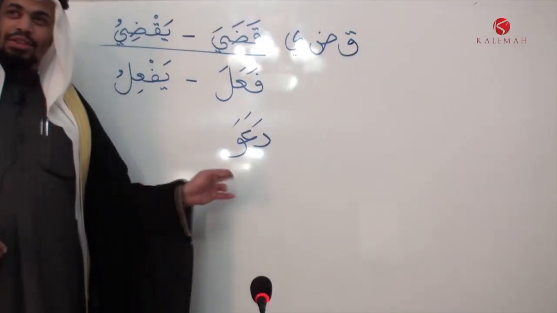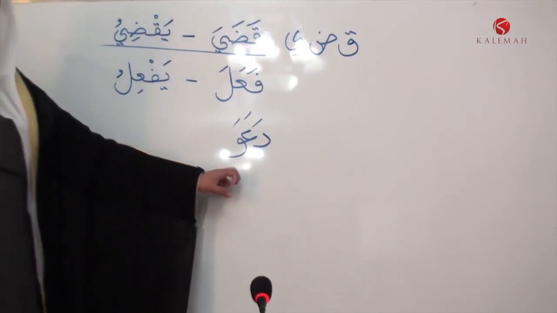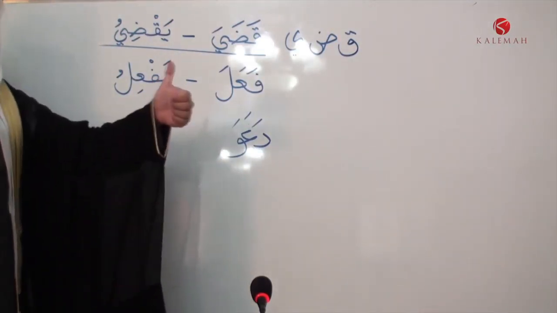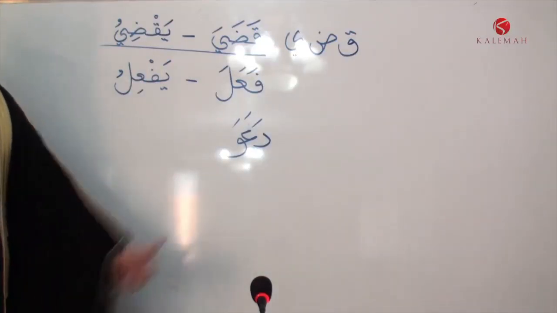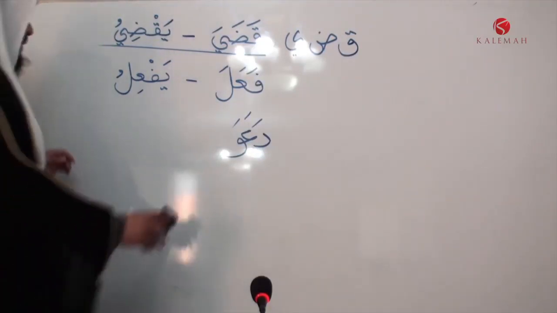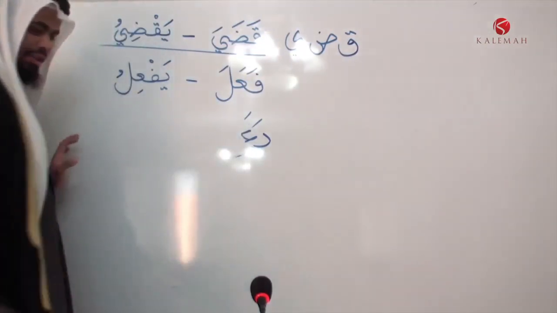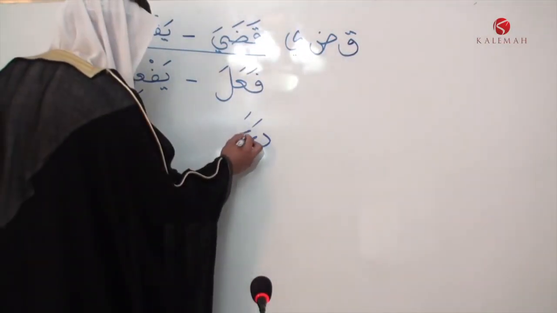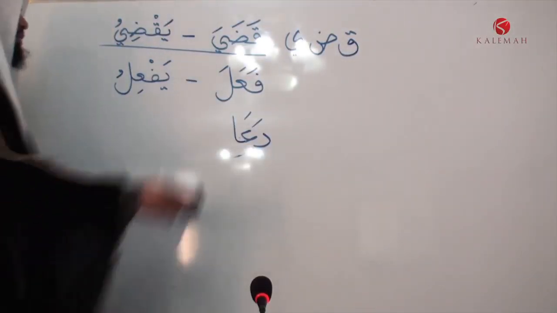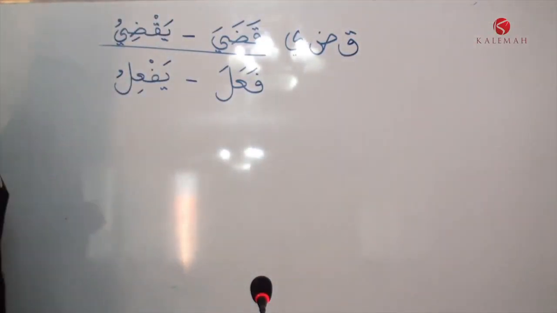Okay, is it applicable here? Why? Because number one, the waw has a haraka. Number two, the preceding letter has a fatha. So we change the waw into an alif, correct? And we said da'a, right? Well, here is going to be the same. The only difference is it's a ya instead of a waw.